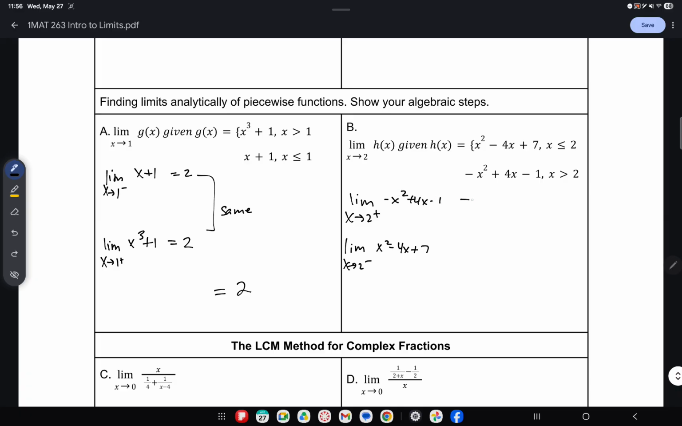We can try the direct substitutions here. So it's going to give me negative 4 plus 8 minus 1, which is 3. And then this one will give me 4 minus 8 plus 7. So negative 4 plus 7, which is also 3. So they're the same. So 3.